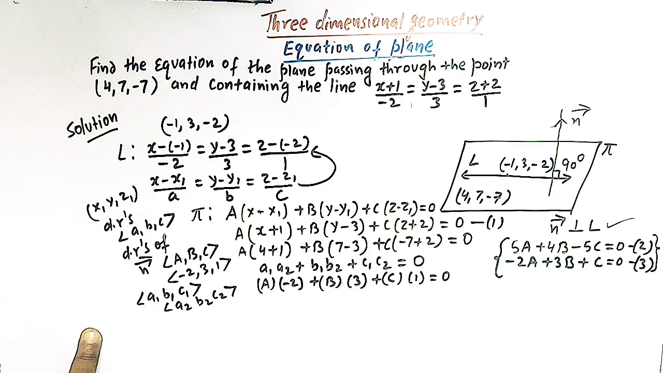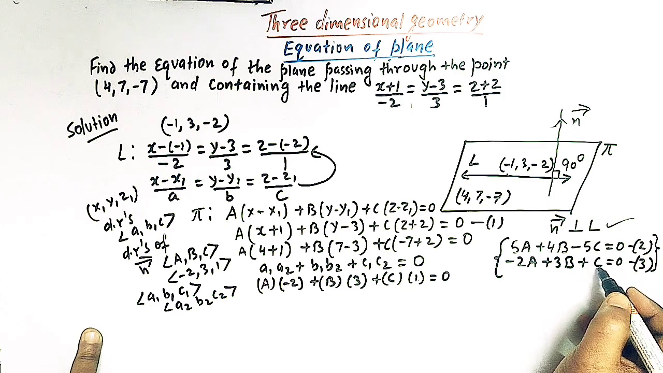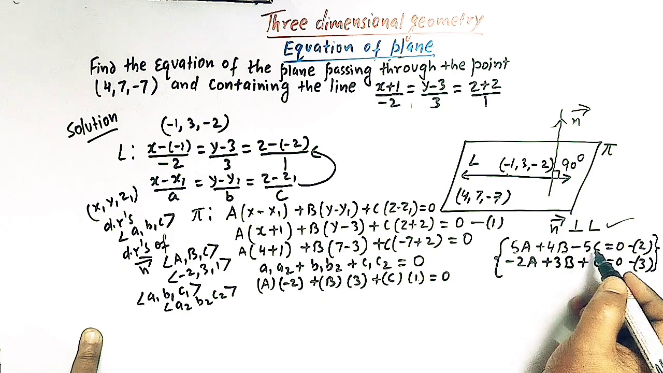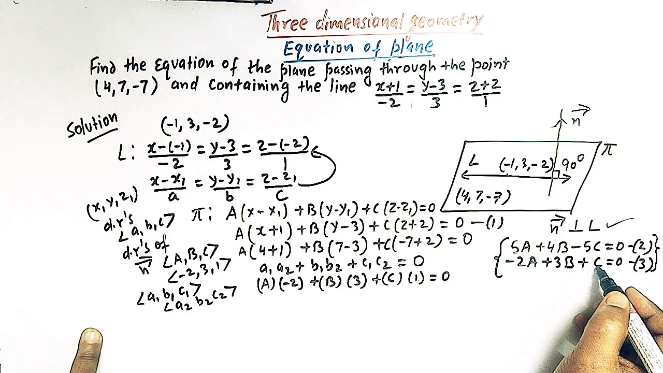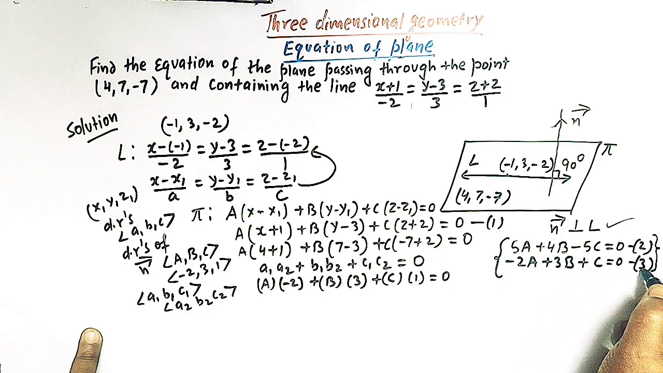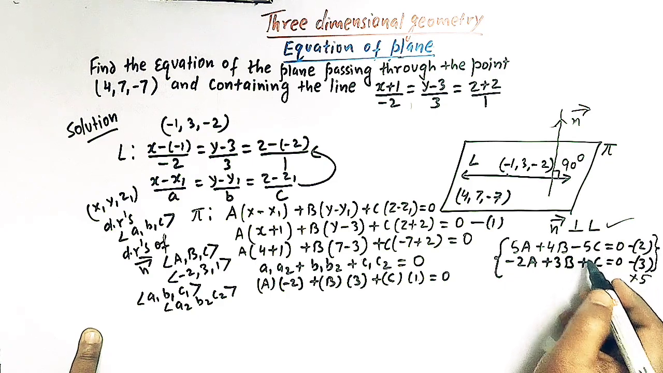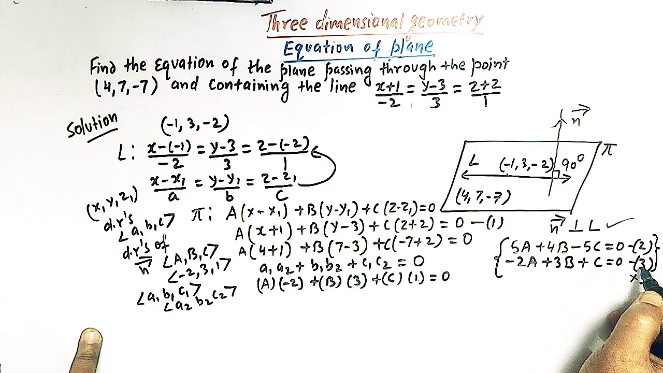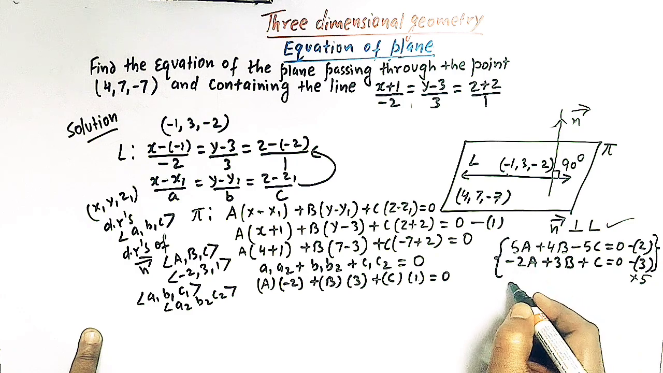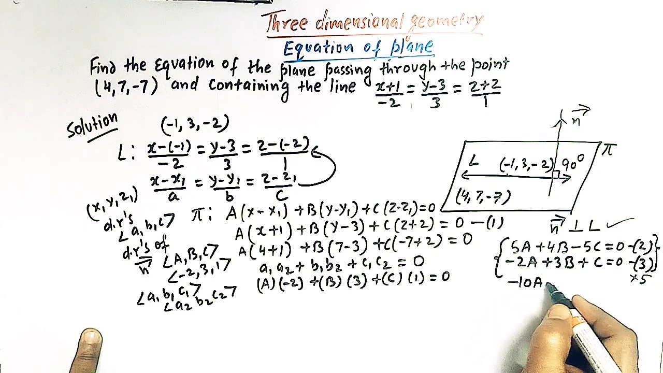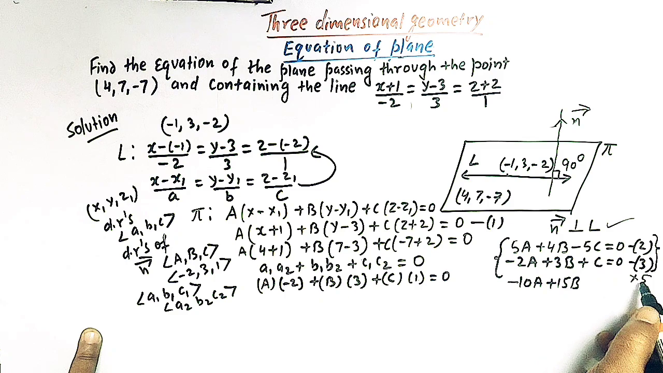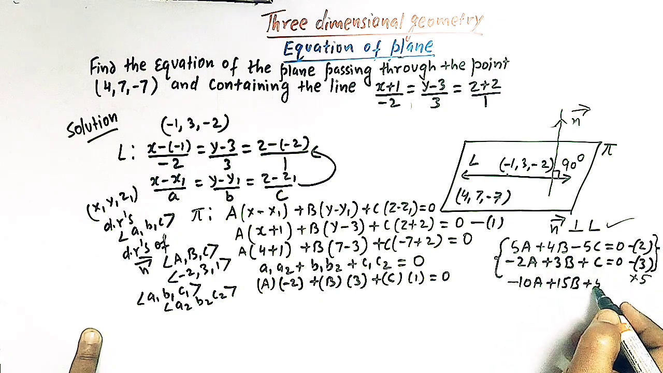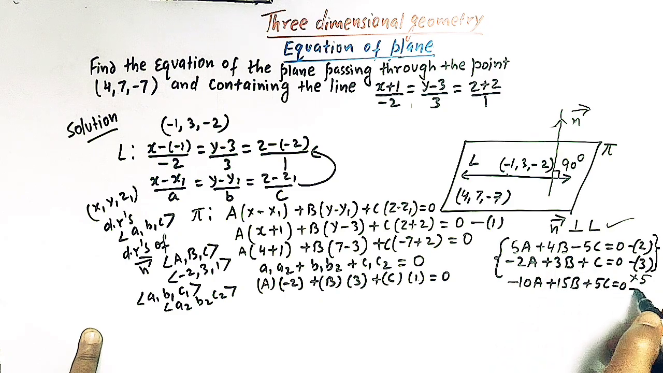So let us here select this variable, that is variable c. So here we have minus 5c, and here we have simply c. So let us multiply this equation 3 by 5, so that the coefficients of c are equal in both these equations, right? So now multiplying equation 3 by 5, here we have minus 10a, then we have 15b, 5 times 3 is 15, and here we have 5c is equal to 0. So now here we have equation number 4.